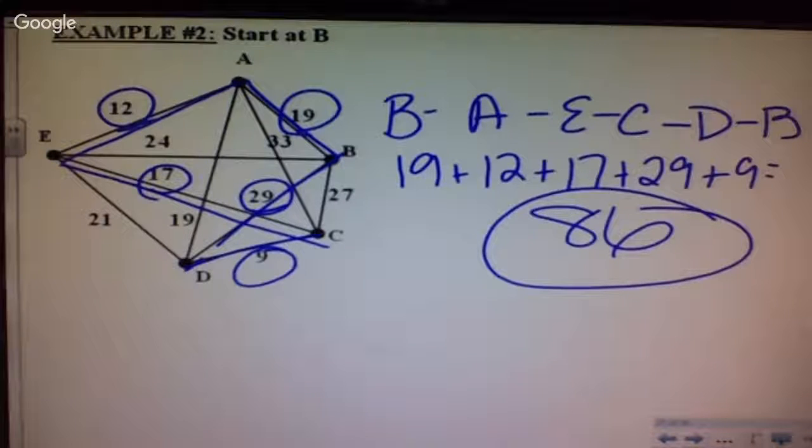Okay. So your homework tonight is to finish repetitive nearest neighbor from the last section and to try example number 3 from this section.